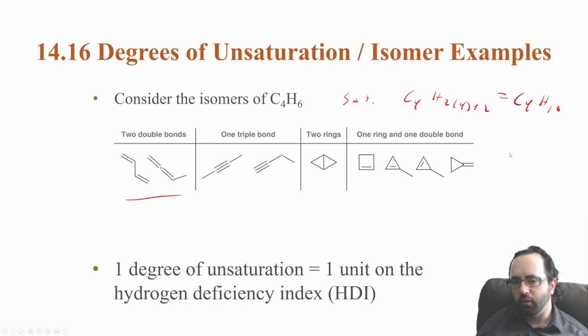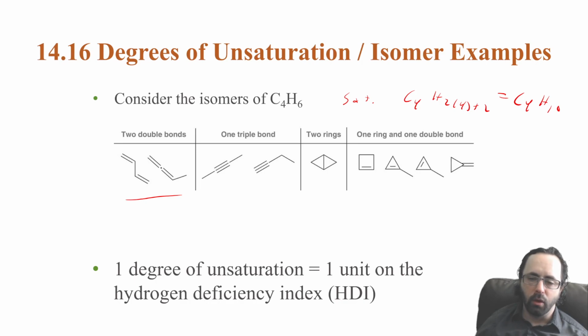structure that has 2 degrees of unsaturation, which could mean 2 double bonds here with 4 carbons, or it could mean 1 triple bond, and the triple bond could be in the middle between the second and third carbon, or at the end between the first and second. We could have 2 rings, so this has 4 carbons and 2 rings. We could have 1 ring and 1 double bond, because each of those is 1 degree of unsaturation.